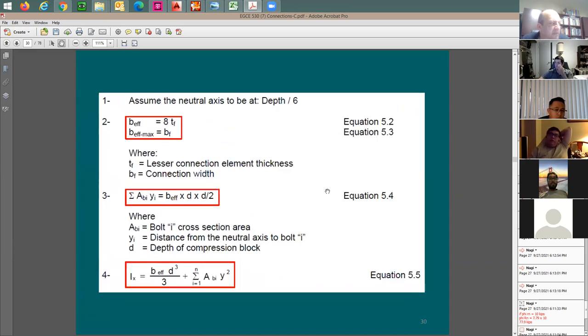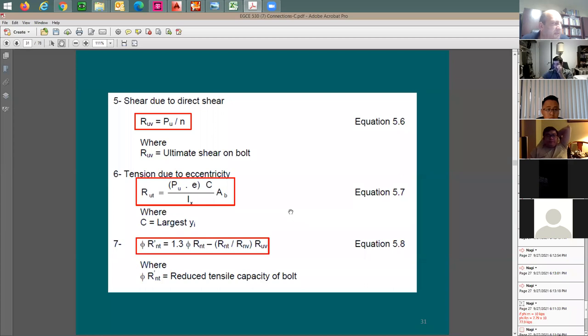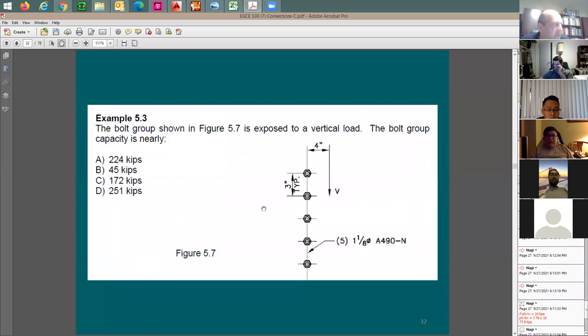Here's the methodology. I'm not going to go into detail on it. I've just put it there for your knowledge, and we're not even going to cover it in the examples. But it's good to have it, so keep it in hand.